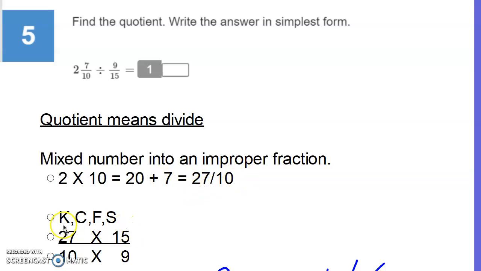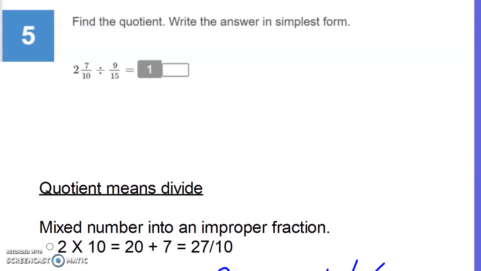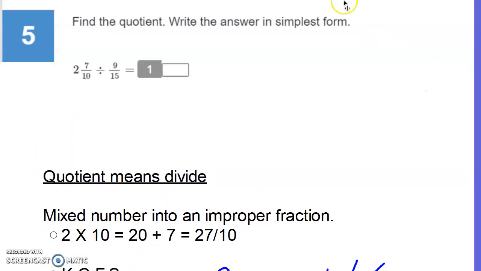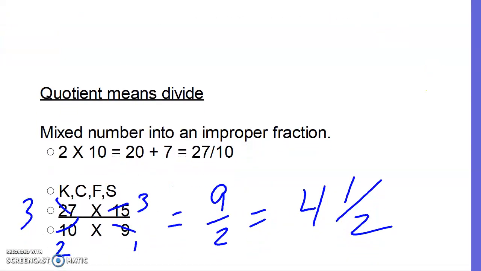So then we go over here to our keep, change, flip, and simplify, and it becomes 27 over 10, and we change our division to a multiplication, and then we flip our 9/15 into 15/9. Now, what we can do here is we can simplify. Let me slide this down a little bit. And we can simplify it first.